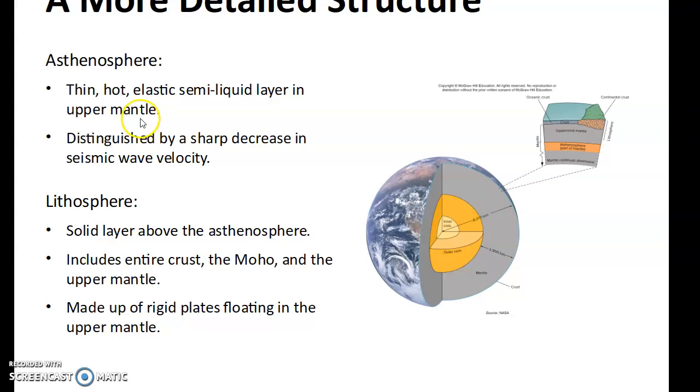More detailed structure is the asthenosphere. This is a thin, hot, elastic, semi-liquid layer in the upper mantle and is distinguished by the sharp decrease in the seismic wave velocity. Okay, you can see that right here, right at that level. The lithosphere is a solid layer above the asthenosphere and includes the entire crust, the Moho, and the upper mantle, and it's made up of rigid plates floating on the upper mantle. Okay, so this is what they're talking about up there. This right here. This is the lithosphere.